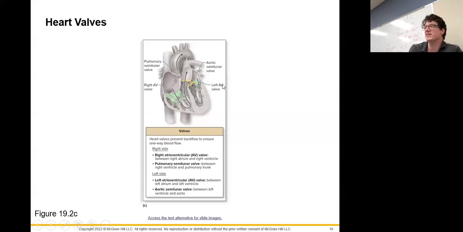So we're going to have valves here, like I said, between the upper and lower chambers. We're going to call these atrioventricular valves because they are between the atria and the ventricles, thus atrioventricular. And we've also got our semilunar valves in between our pulmonary trunk and the right ventricle and the left ventricle and the aorta. The one between the aorta and the left ventricle, we're going to call the aortic semilunar valve. The one between the pulmonary trunk and the right ventricle, we're going to call the pulmonary semilunar valve.